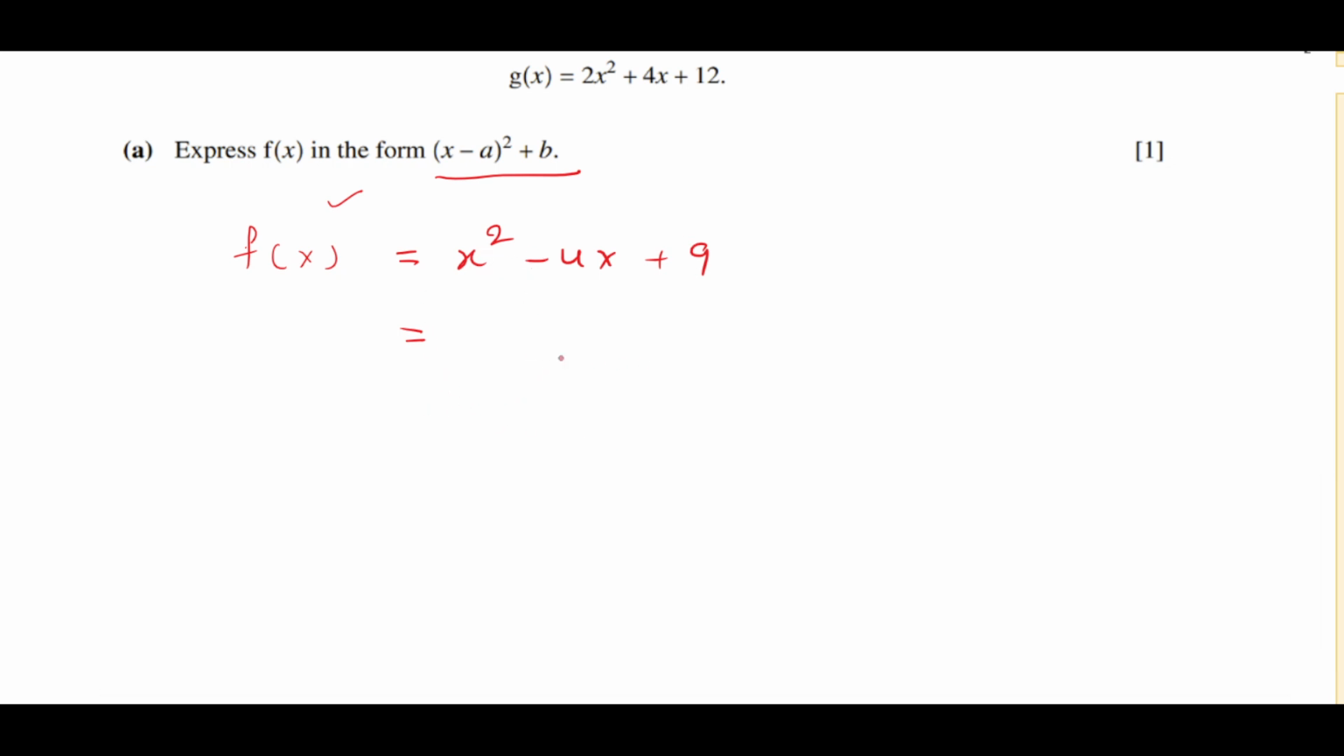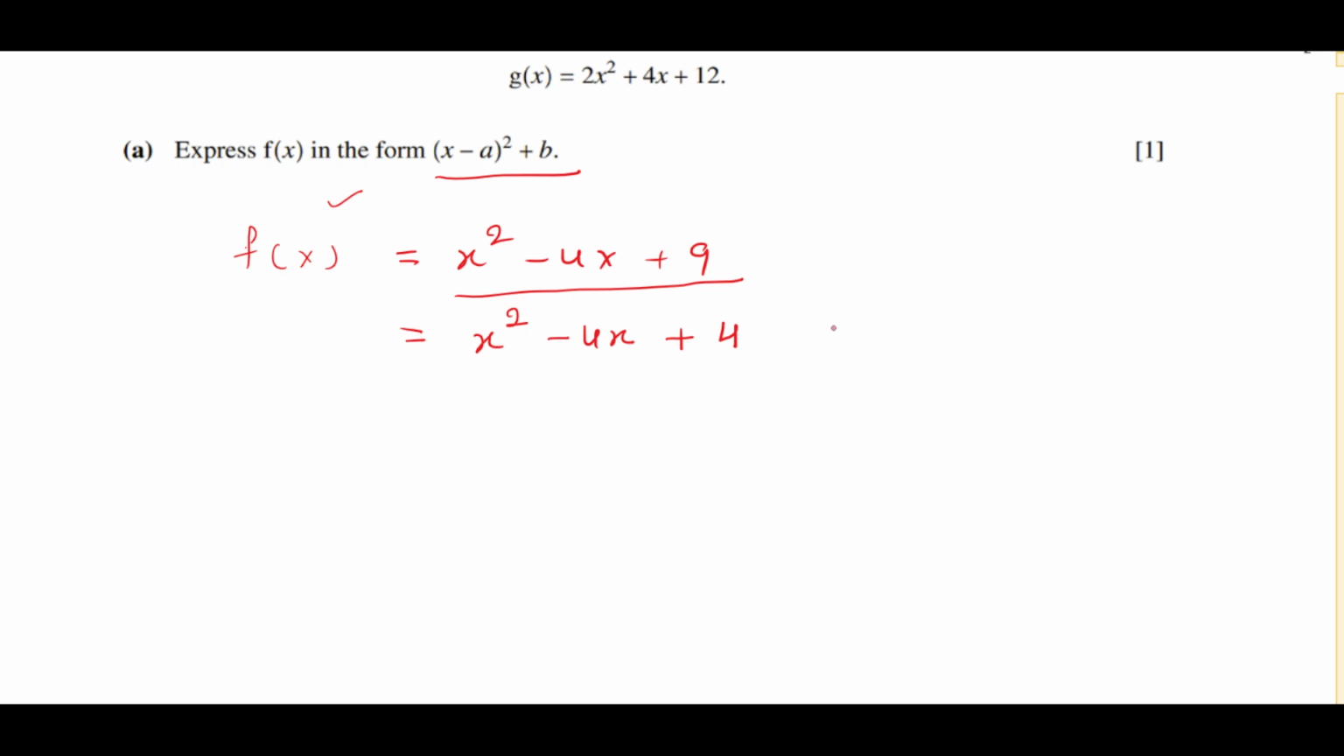Now, the other way: instead of expanding (x minus a) the whole squared plus b, I can simplify this part and make it a perfect square. To make this a perfect square, you should add the square of half of this 4. Half of 4 is 2, and the square of 2 is 4. So you must add 4.